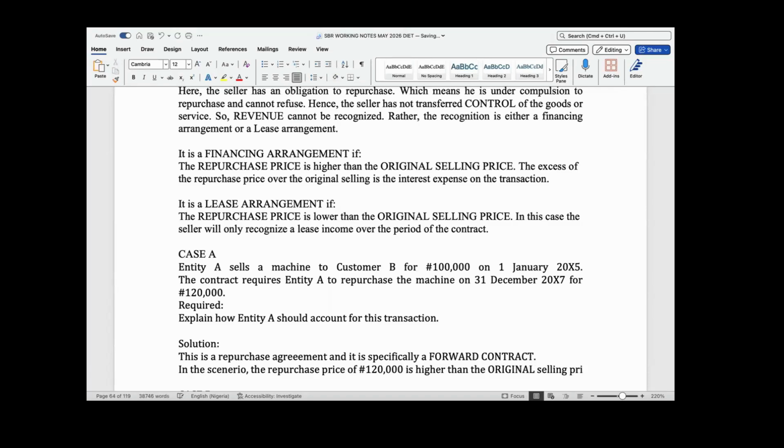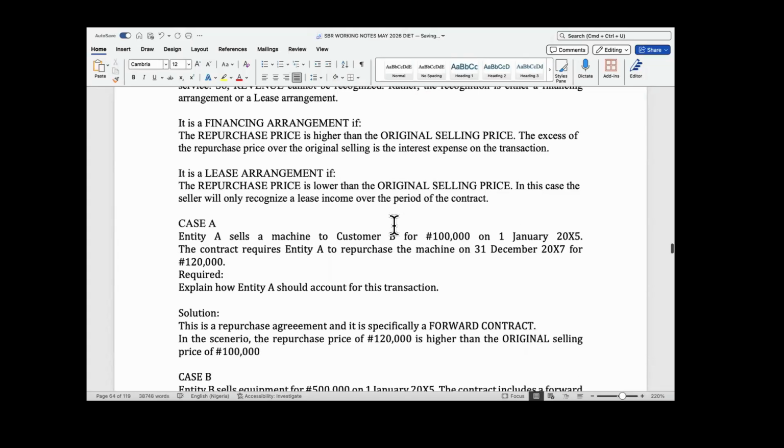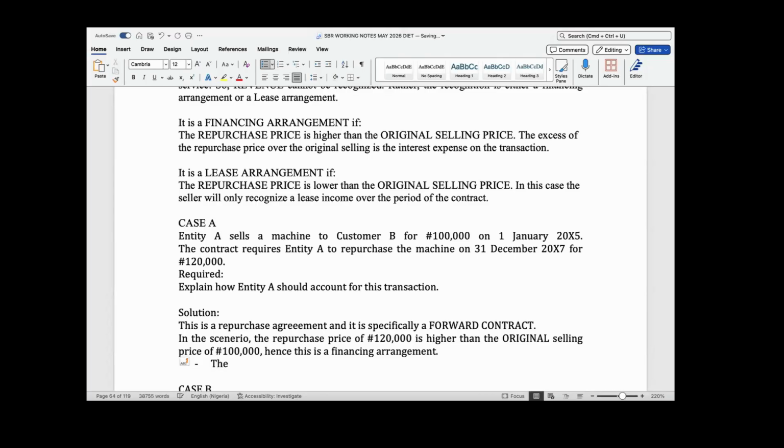Original selling price of 100,000. Hence, this is a financing arrangement. Number 1, the cash received of 100,000 by the seller will be recognized as a loan.